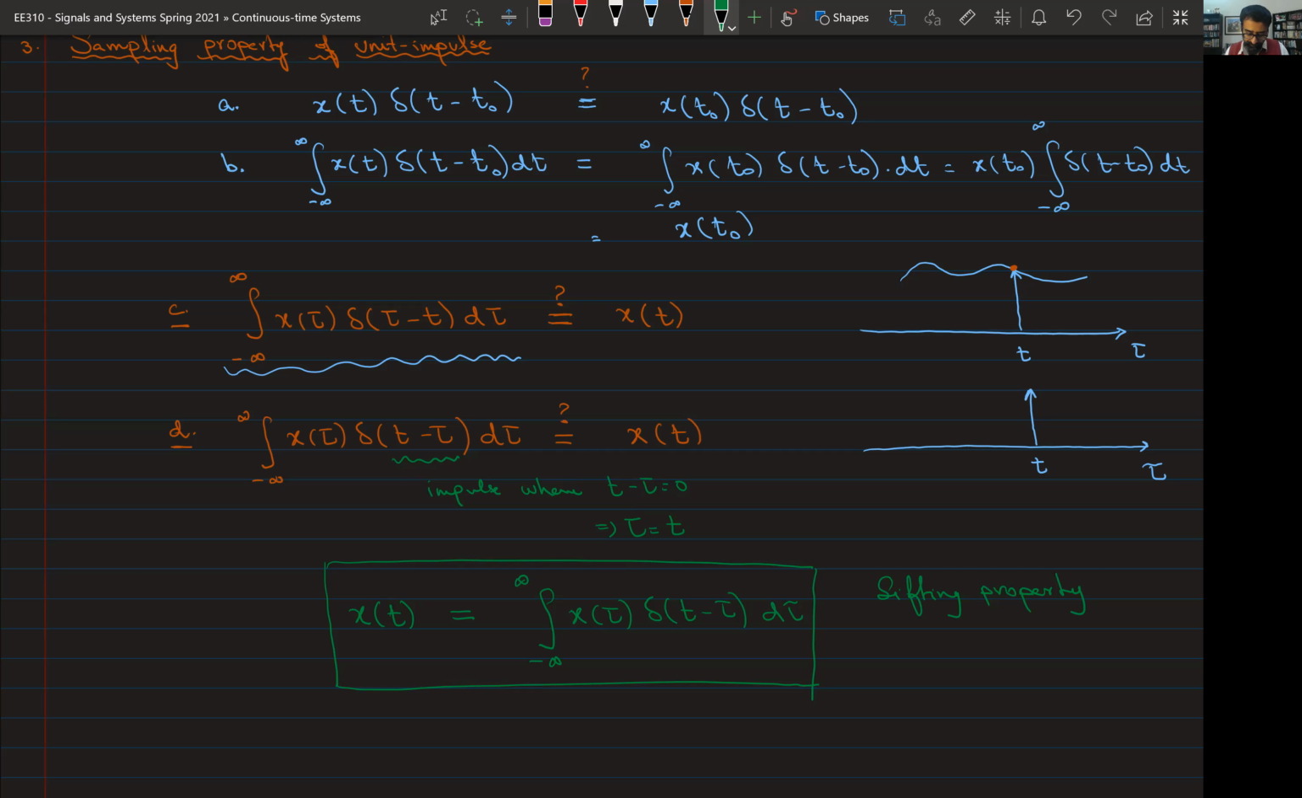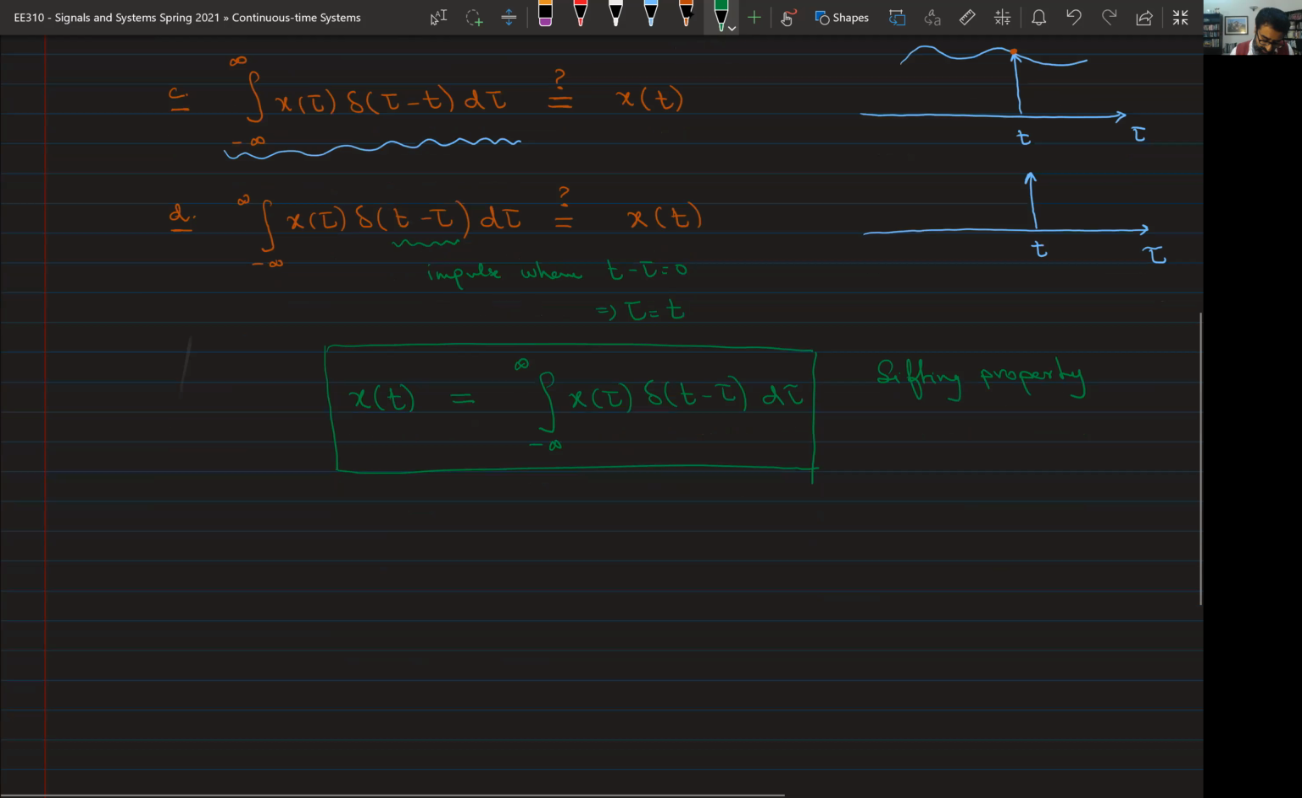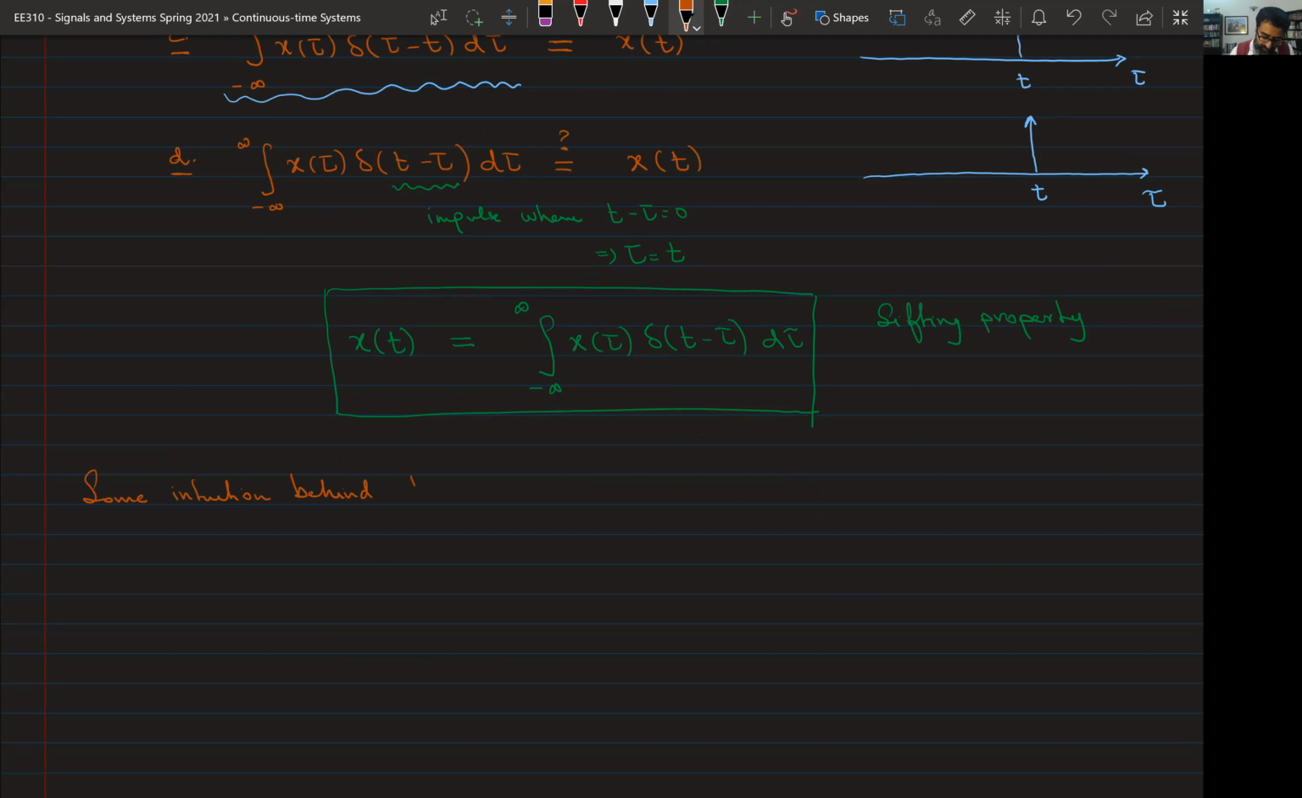So here's some intuition behind the sifting property. Your textbook actually starts out with this. I've gone the other way around, just because of the way we've done it in the previous lectures. So let's say there's an arbitrary signal x of t.